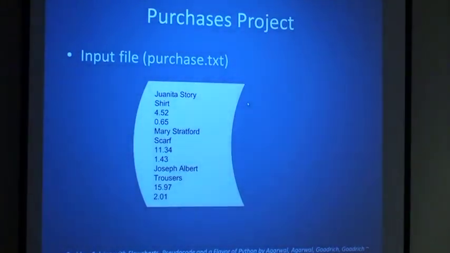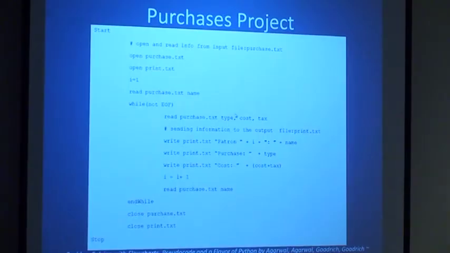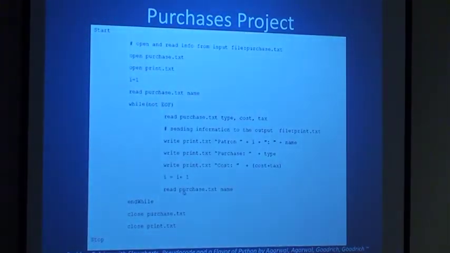Now there's yet another example. Name of a person, what they've bought, for what price, and the tax. Same format. Mary has bought a scarf for that price and the tax is this much and so on. So what you're supposed to do with this input file, and it's called purchase.txt, is write out the name of the person or patron, what type of item they bought, and the total cost, including cost plus tax, including tax. So it's very simple. You just have to add two numbers.